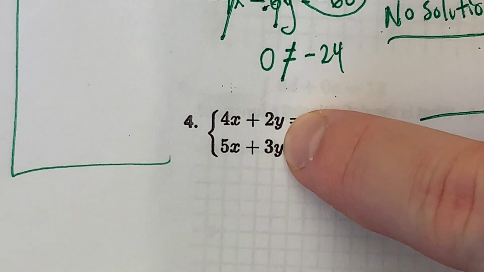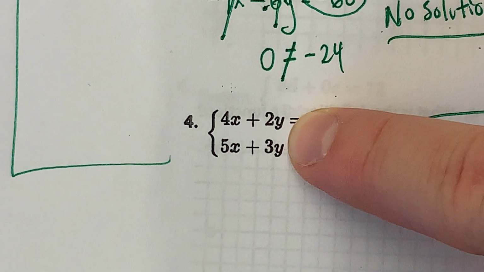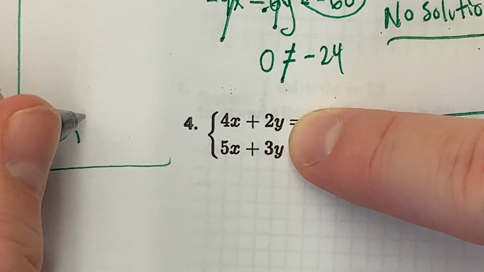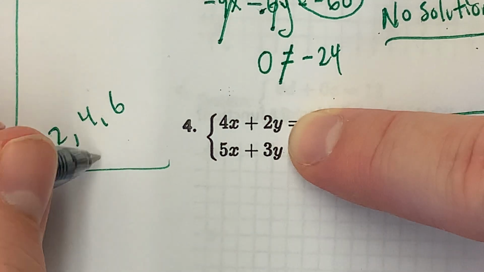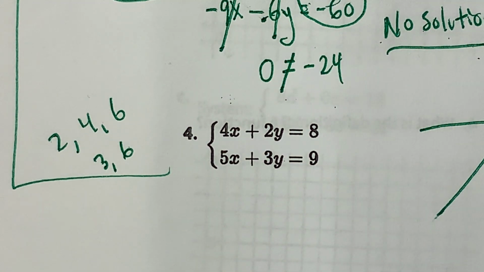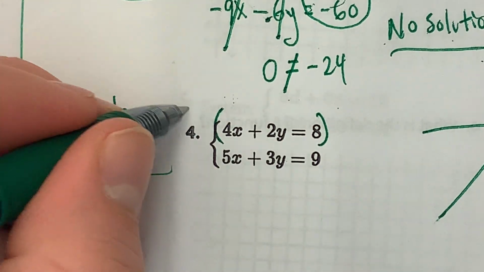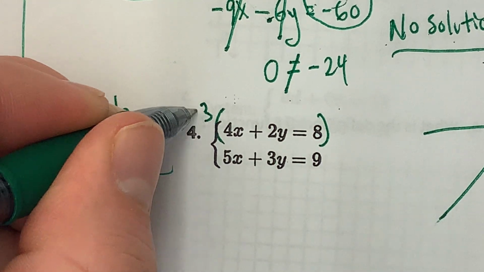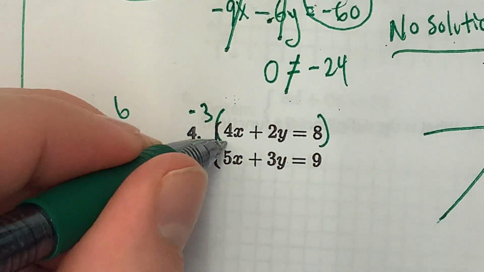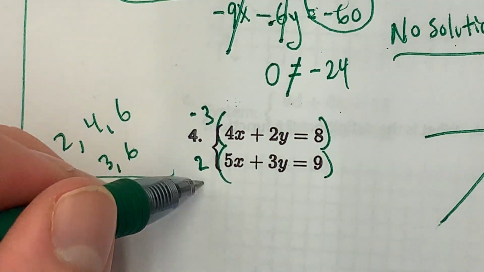Let's get rid of the y's. Let's find a common denominator. Let's find a common number. So 2, 4, 6, 3, 6. All right, 6 is our common number. So let's get the top to be negative 6 by multiplying by negative 3, because that will be negative 6. And let's get the bottom to be positive 6 by multiplying by 2.